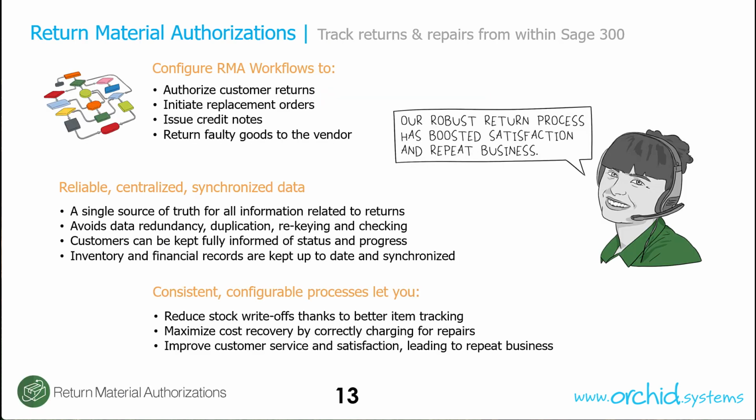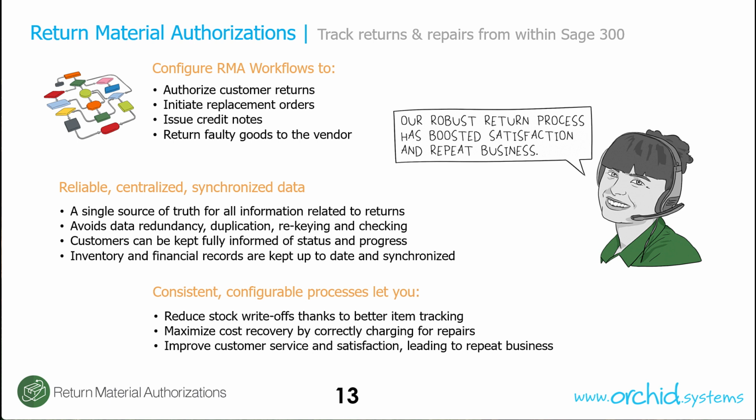Return material authorizations allow you to track your returns and repairs from within Sage 300. You can configure RMA workflows to authorize customer returns, initiate replacement orders, issue credit notes, and return faulty goods to the vendor. It gives you a centralized repository for all the data relating to returns, a single source of truth for all information that needs to be collected around a return.